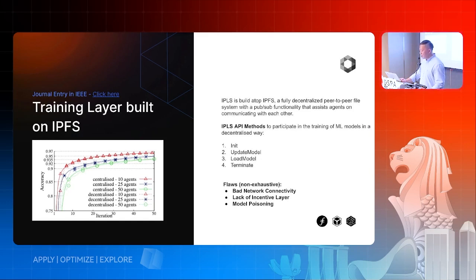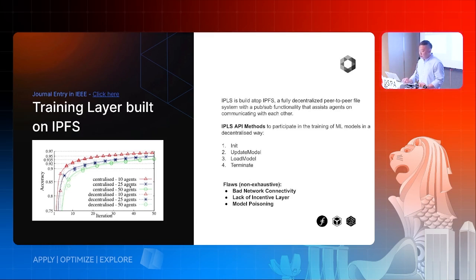The IPLS is built on top of IPFS, and they propose four API methods. First is to initialize and then update the model, load the model, or terminate it. But generally, this is a very basic decentralized network that they experimented with. This is by no means final; federated learning is still a nascent field, so they are still trying to optimize certain things about it.